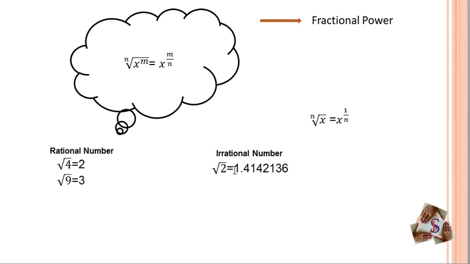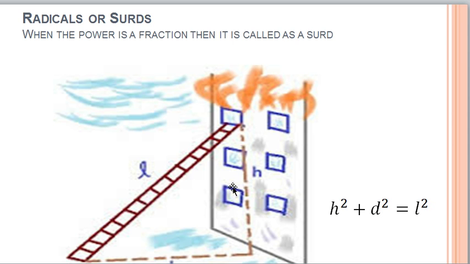For example, when I take root 2, that is 1.414213 and it keeps moving on. So it's never going to come to an end. That's an irrational number. Here, root 4 if I take, we get a perfect value, that's 2. Root 9 when I take, we get a perfect value, that's 3. So these are called rational numbers and these are called irrational numbers. So now, when we see that the power is a fraction, that is called a surd mathematically.